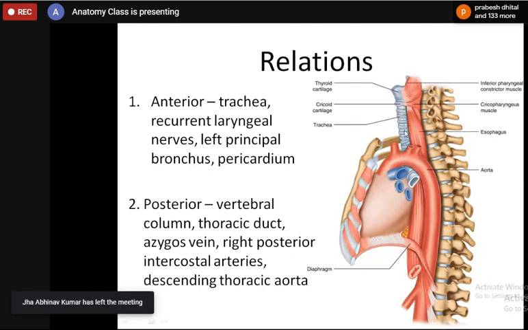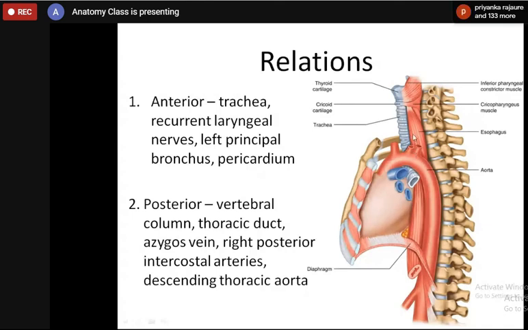It is trachea. Okay, along with trachea, on either side of trachea, actually this recurrent laryngeal nerve runs between the tracheo-esophageal groove, between trachea and esophagus. Okay, so right and left recurrent laryngeal nerve. Then here below, left principal bronchus.